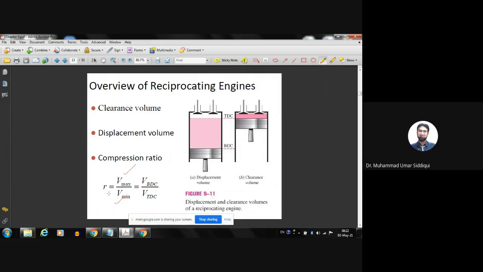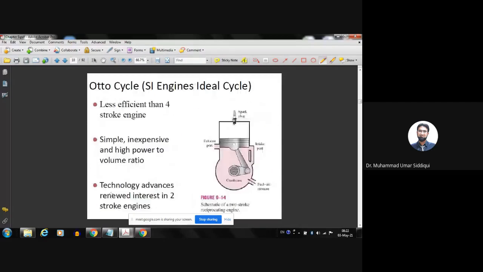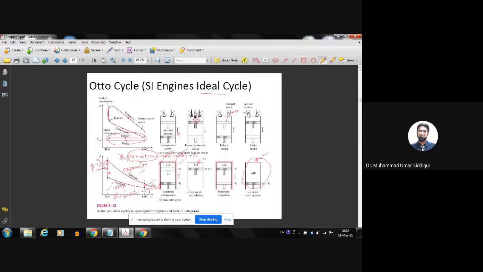For an Otto cycle, this compression ratio is very important. Here, when the piston is at BDC, that's the maximum volume, and when the piston is at TDC, that's the minimum volume. So it's always V1 by V2, or V4 by V2, or V1 by V3, or V4 by V3, because V1 and V4 are the same, and V2 and V3 are the same. It's the maximum volume divided by the minimum volume. That's the compression ratio.